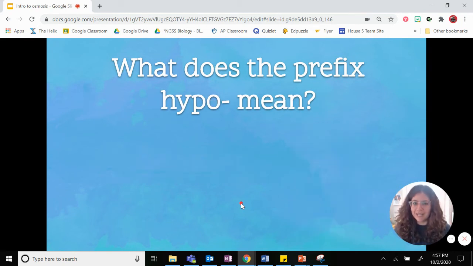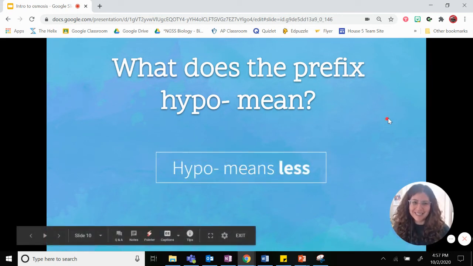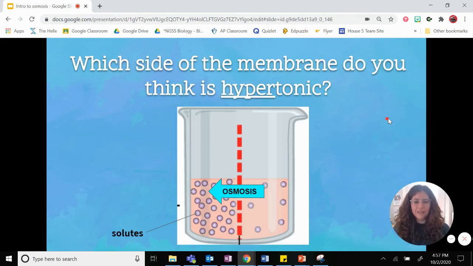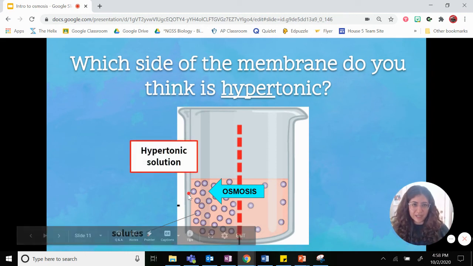Okay, on the flip side, what do you think hypo means? So hypo just means the opposite. Hypo means less. So keeping that in mind, hyper is a lot, more. Hypo is low, it's less. So keeping that in mind, which side of this membrane in this example is hypertonic? So remember hyper is a lot. This side has more solute, so the left side is going to be hypertonic.